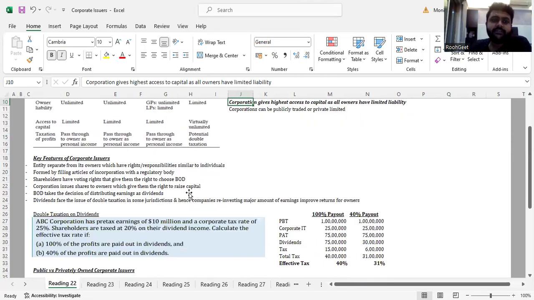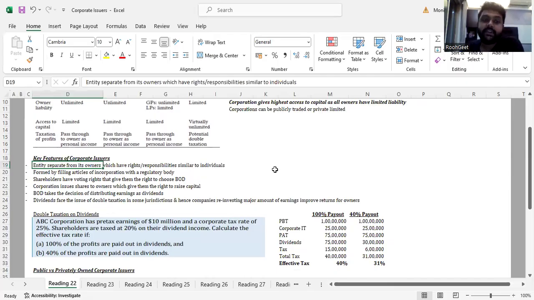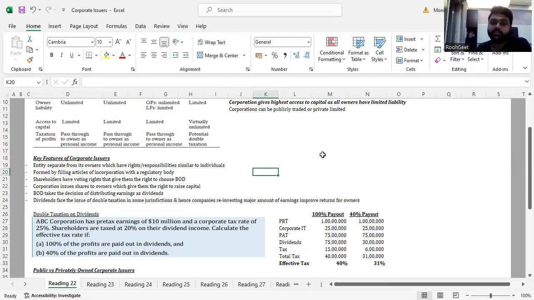Okay, key features of corporate issuers. Number one, entity separate from its owners. Now as I said, we move to corporation. Okay, this is all removed now. Entity separate from its owners which have rights and responsibilities similar to individuals. The entity has rights and responsibilities similar to individuals. Formed by filing articles of incorporation with a regulatory body. Basically, a company will have to be incorporated under the Companies Act, let's say in India, where it will have to file for the articles of incorporation.